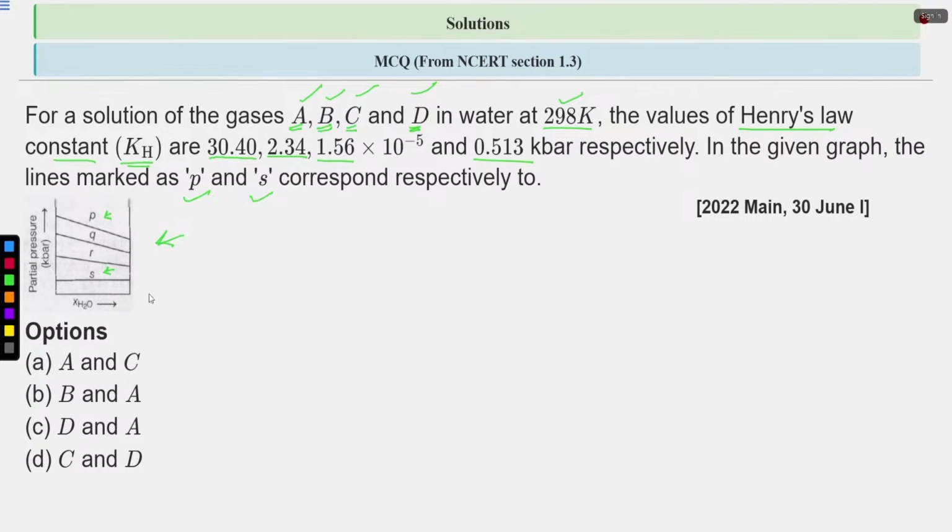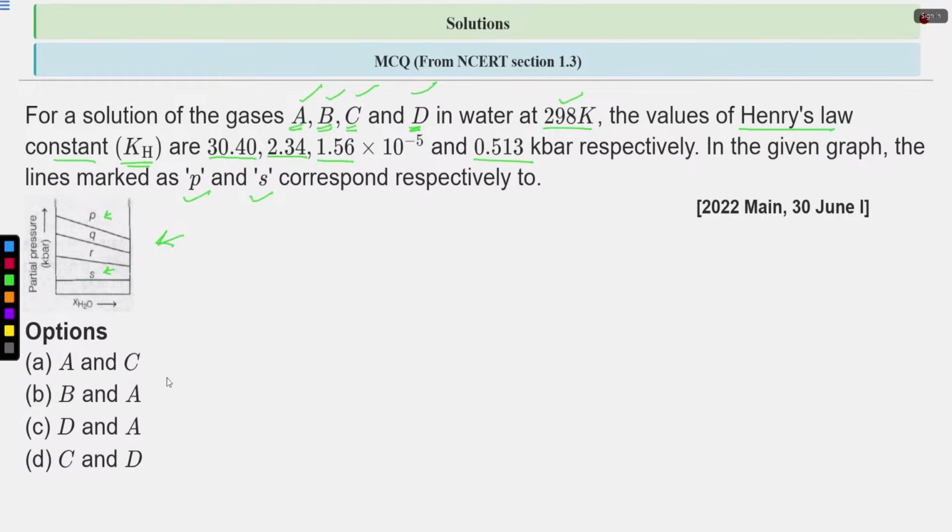Okay, so this is a graph you can see between the partial pressure and the mole fraction of the water. There are 4 different lines for P, Q, R, and S, and from these you have to identify which gases the line P and the line S correspond to. Options are A and C, B and A, D and A, or C and D.